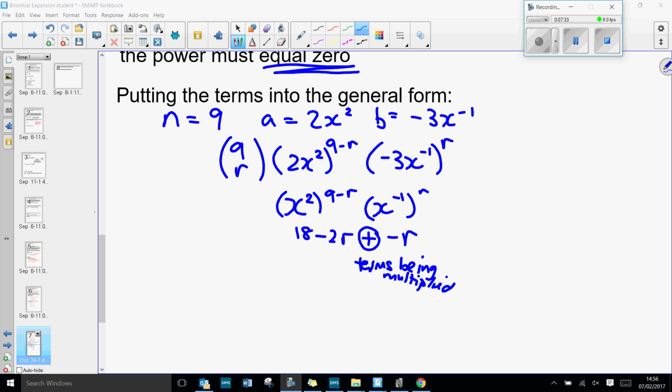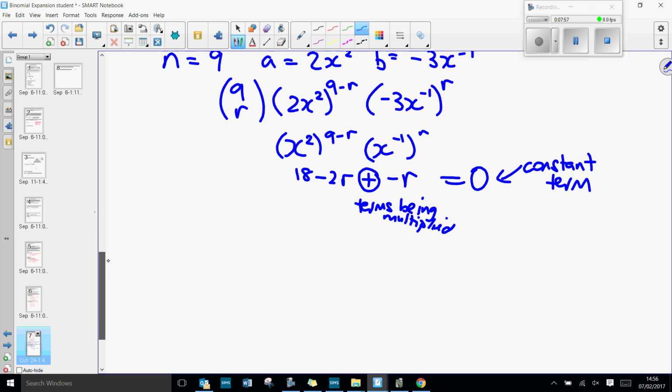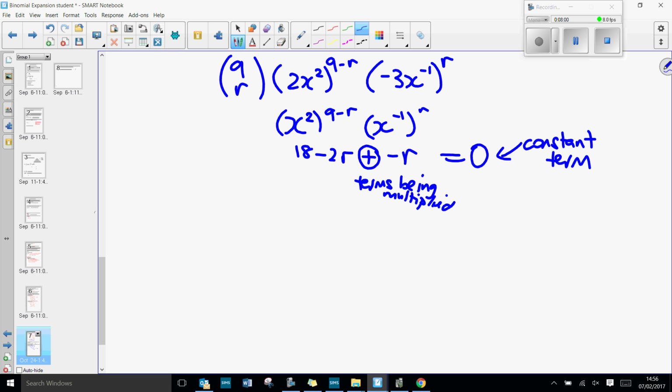Yeah, so here we've got the left-hand side is the first term. We're multiplying those two terms, so we're adding our powers, which is why we've got plus in the middle. And we know that this expression here has to equal 0 because it's the constant term. So when you see the word constant, you know that your power is 0. So we've got 18 minus 3r equals 0. Funny enough, r is 6 again. Not very original.